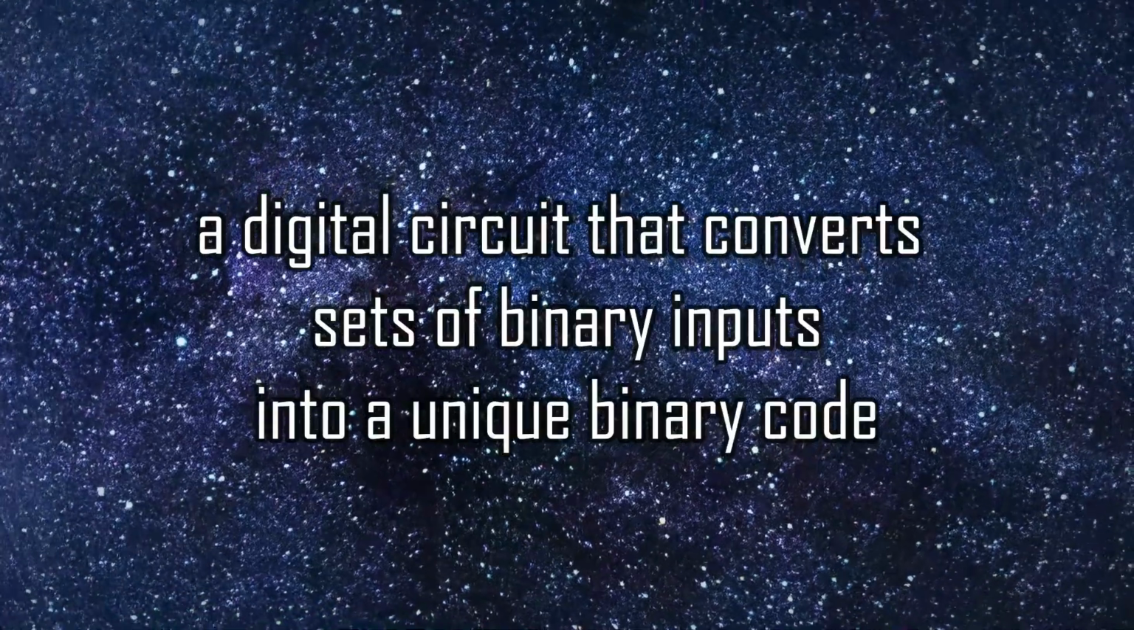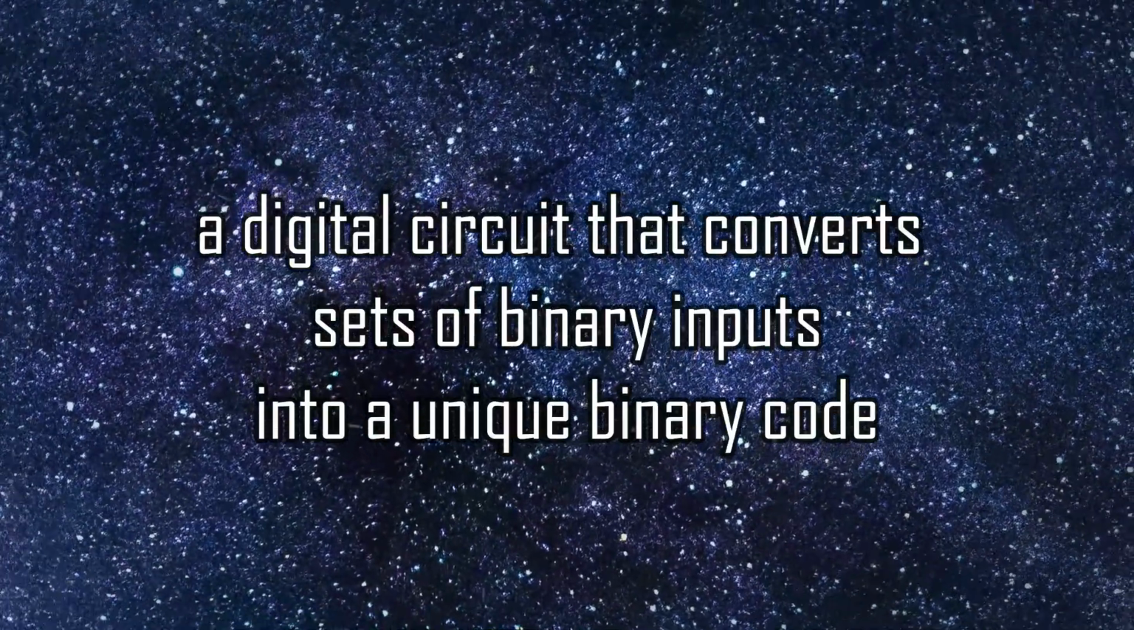Encoders and decoders are used to convert data from one form to another. It's a digital circuit that converts sets of binary inputs into a unique binary code. They're useful for devices that need to operate with high speed and high accuracy. The encoder is a logic circuit that accepts one or more inputs and generates a multi-bit output code. An example is a microphone. Your voice is a real-world entity, and the encoder inside the microphone encodes your real-world voice into electrical pulses.